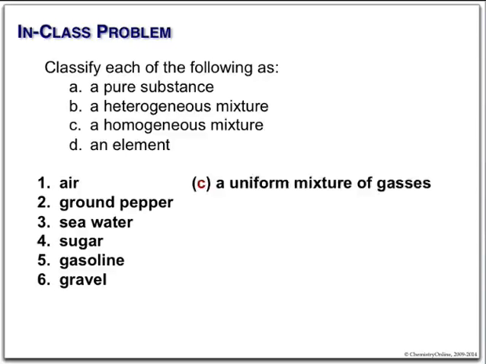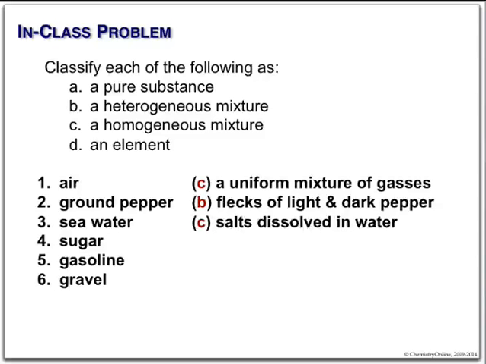Ground pepper. Well, think of ground pepper, lots of little flecks. This is an example of a heterogeneous mixture. We saw seawater. Assuming that the seawater is pure, it's salt dissolved in water, that is a homogeneous mixture.